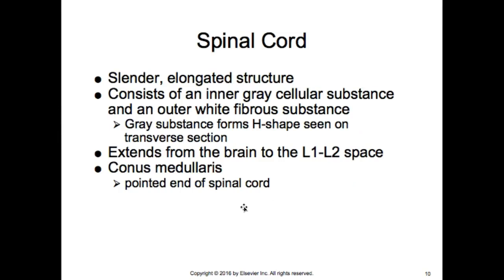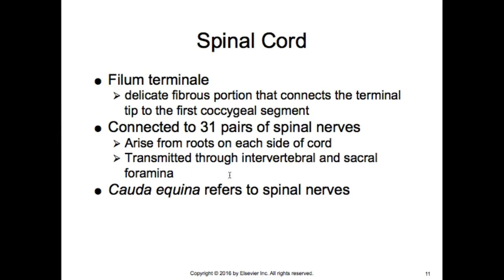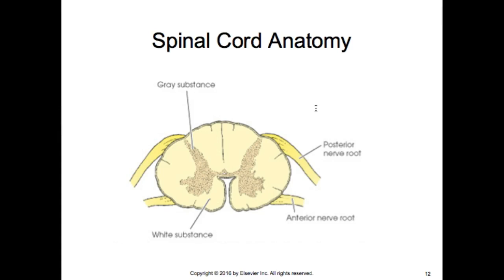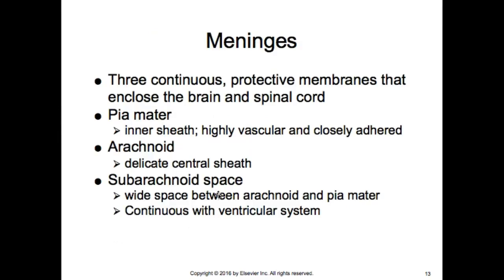So you have your conus medullaris, which is the end of your spinal cord at L1, L2, and then you have your cauda equina, which has the spinal nerves just kind of floating in the CSF. And you have your filum terminale that holds the spinal cord down, and it connects to the coccygeal segment. So this is what your spinal cord looks like. Your gray substance is here, that's that H, and then you can see you have your posterior nerve root and your anterior nerve root coming out, and you have your white substance all around, which is the fibrous tissue.